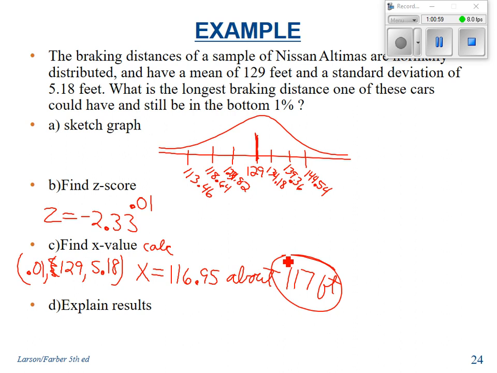If your car, at whatever miles per hour, they usually do it at like 35 or 55 or something like that, can get stopped within 117 feet, then you're in that best 1 percentile.